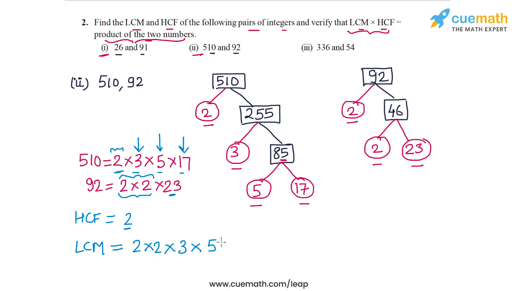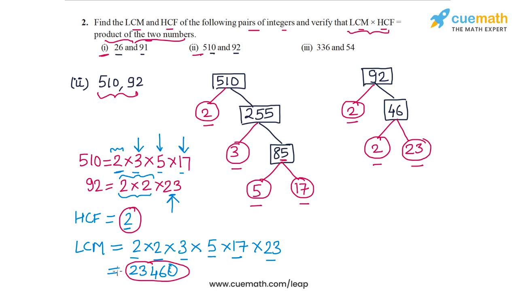Similarly 17 will occur once in the LCM, and 23 here will also occur once in the LCM. So the LCM is 2 into 2 into 3 into 5 into 17 into 23, and this is equal to 23,460. So this is the LCM. So the HCF of 510 and 92 is 2, and the LCM of this pair of integers is 23,460. Now let's quickly do the verification of the given relationship.